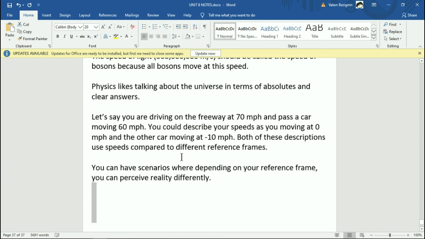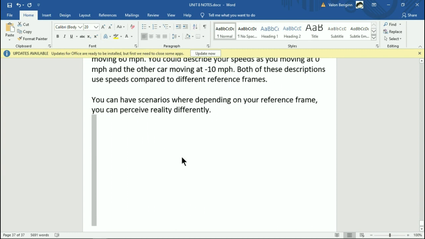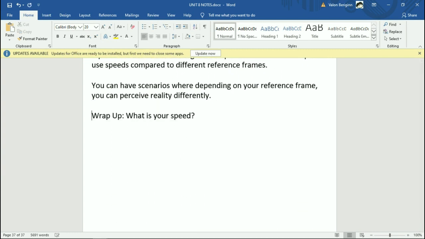So, I'm actually going to jump all the way to the wrap-up question. And your wrap-up question is just, what is your speed? Right now, what is your speed? And the thing is, whenever you're describing your speed, and we technically should have been doing this since the beginning of the year, you have to say, what is the speed relative to? So, put down an answer that you have for that.